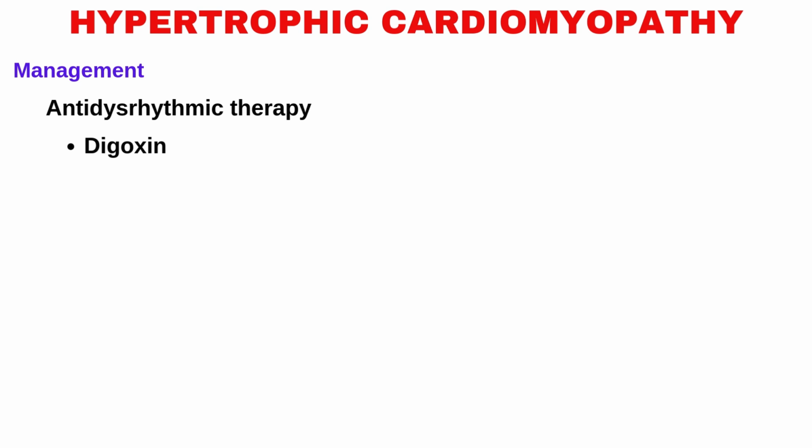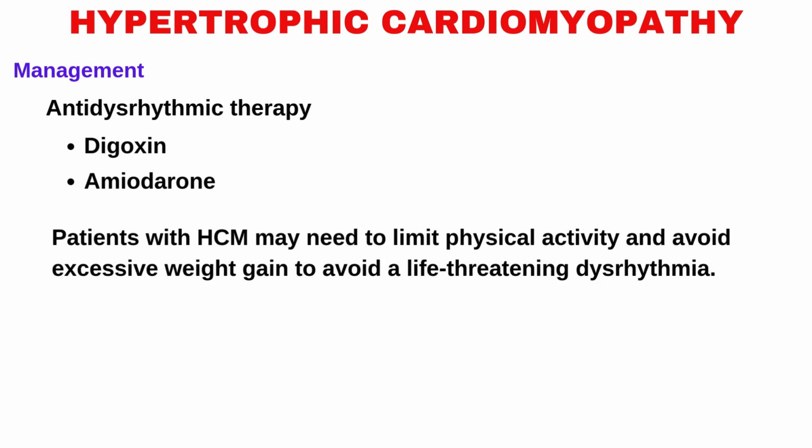Digoxin is most commonly used to slow ventricular response in patients with heart failure, although beta blockers have been shown to be more effective than digoxin during exercise. Combination of beta blockers and digoxin is more effective than either drug alone. If contraindicated, amiodarone may be an alternative drug. Patients with hypertrophic cardiomyopathy may need to limit physical activity and avoid excessive weight gain to avoid a life-threatening dysrhythmia. Amiodarone is the only drug shown to reduce the incidence of arrhythmogenic sudden cardiac death.